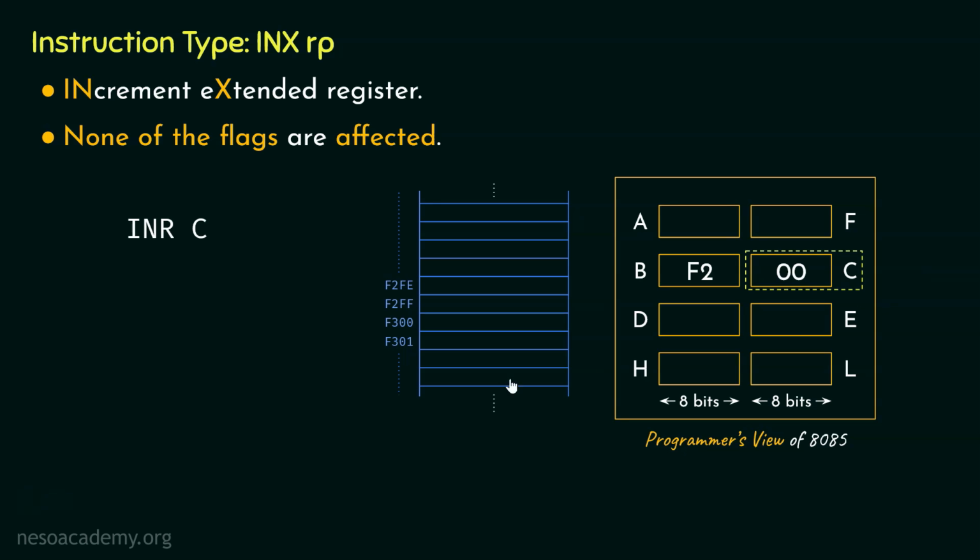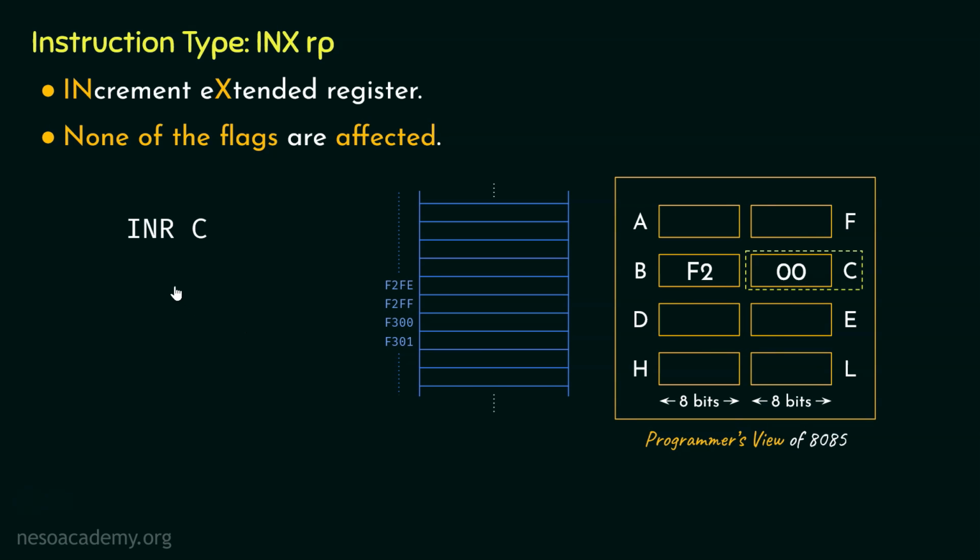And as I mentioned earlier, none of the flags are affected by the execution of INXRP, and it was also the same in case of INRC. So excluding the most significant hexadecimal digit, only the remaining 2 digits, which will be 8 bits in binary, is going to be stored within the C register.